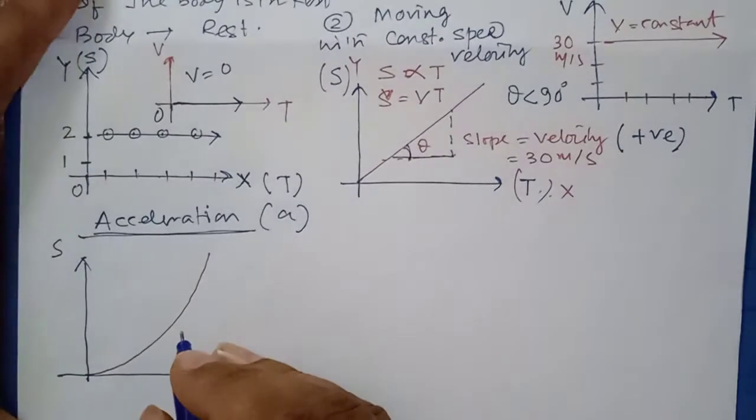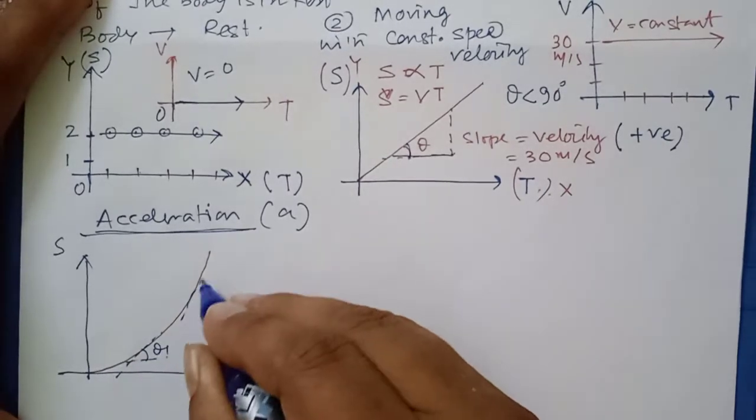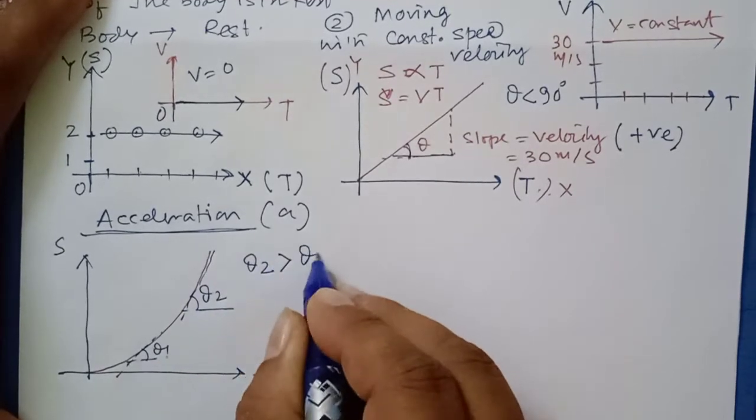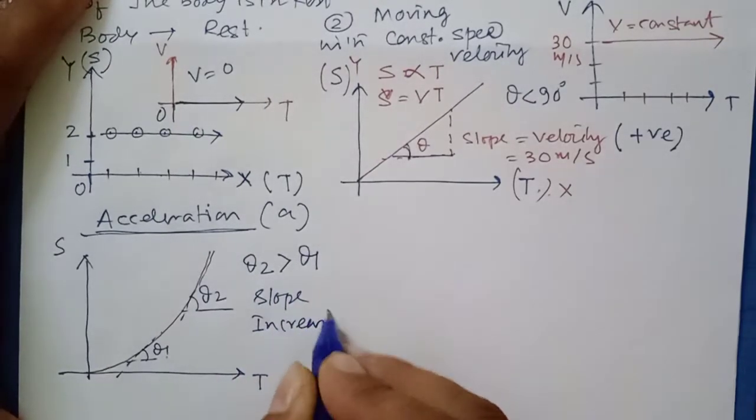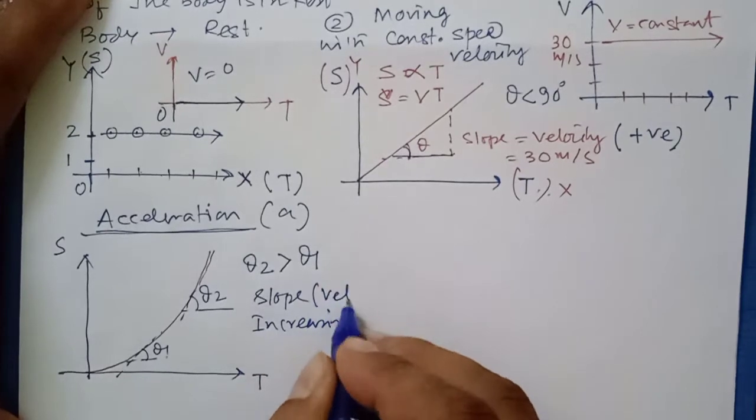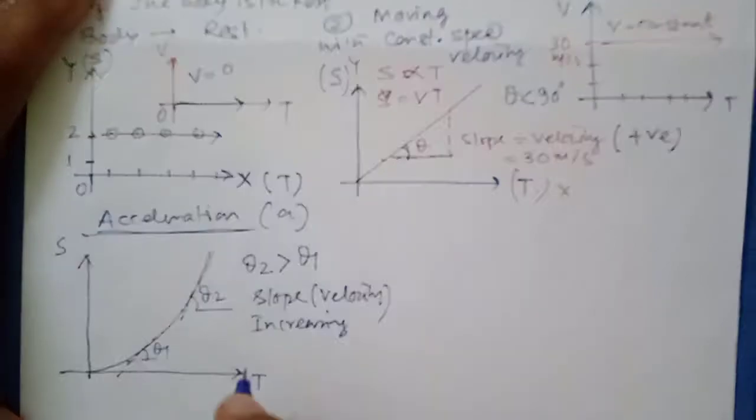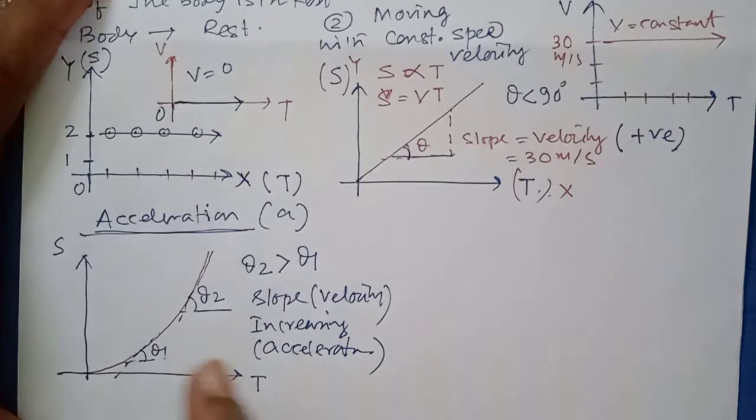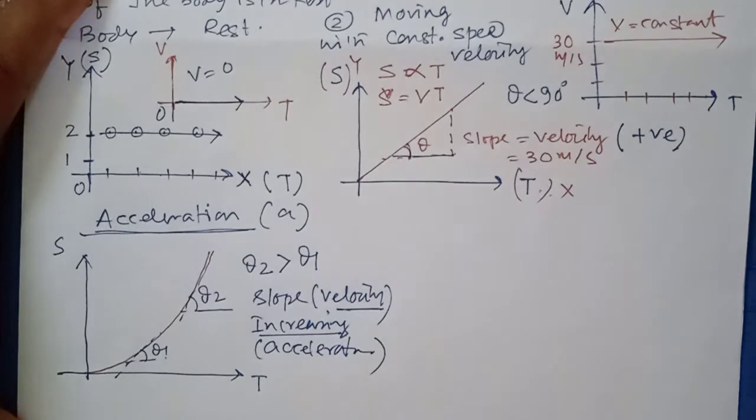So, students, if you want to draw theta, suppose this is your first theta 1, and if you draw the slope here, you can see this is theta 2. So theta 2 is greater than theta 1. It means the slope is increasing. Slope increasing means velocity increasing. Am I right? Slope means velocity. So here velocity is increasing, which means acceleration. Am I right, students? Say yes. Slope increasing means velocity increasing, and the rate of increase of velocity is called acceleration.